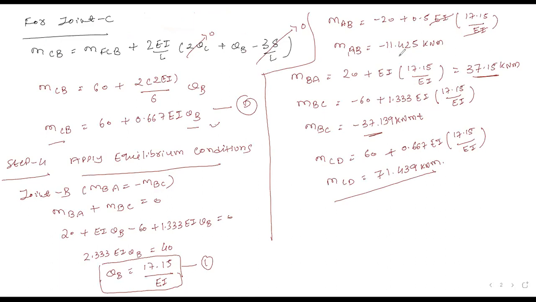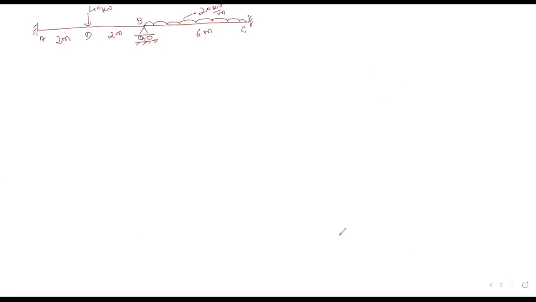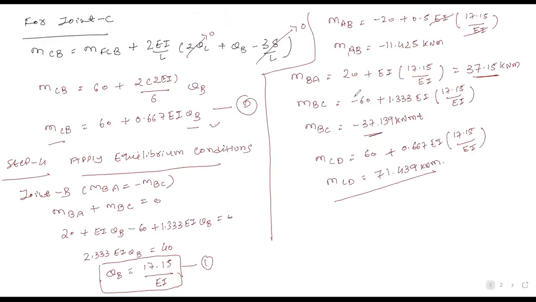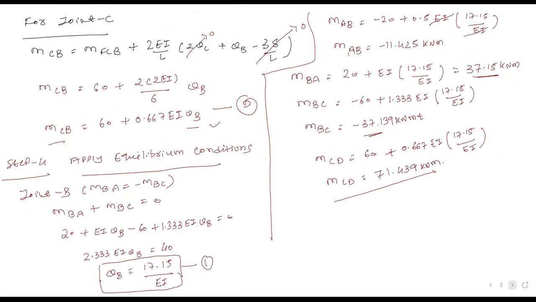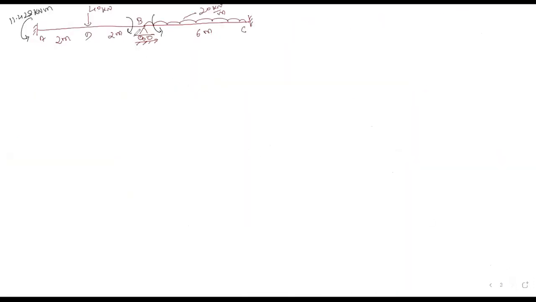What is MAB? Minus 11.425. Minus, that's the reason, anti-clockwise. Now, what is MBA? MBA is plus 37.15. That's the reason I have mentioned the plus sign here. This is also 37.15. Due to space limitation, I am not writing any unit here. If you are solving the problem and space is available, you can write the unit kilonewton meter.